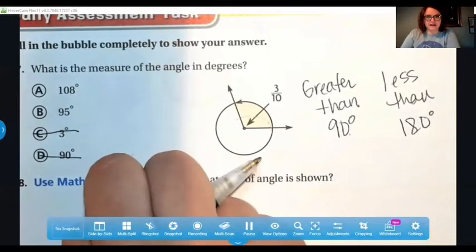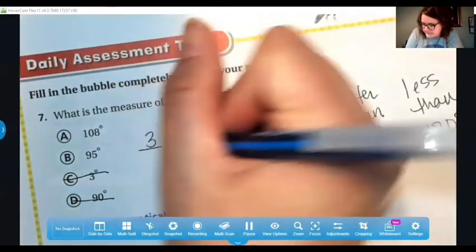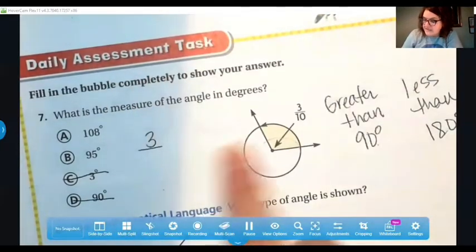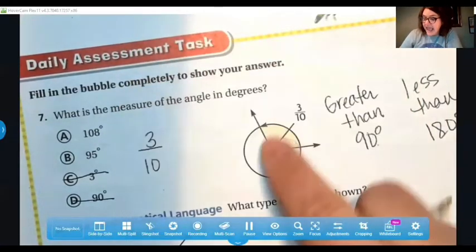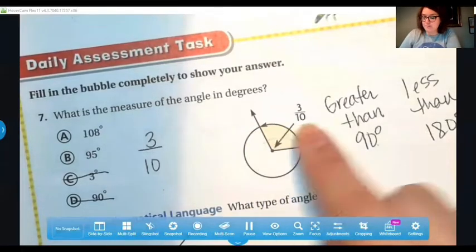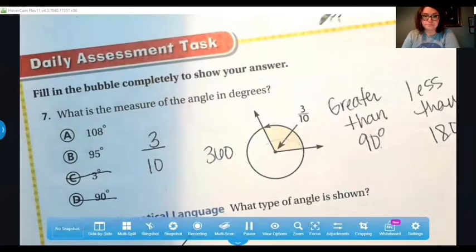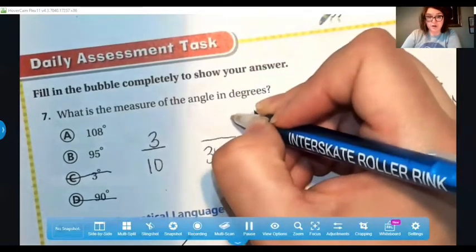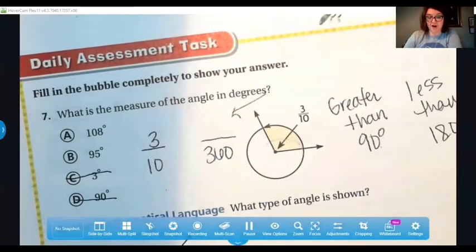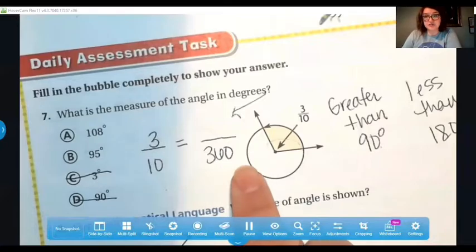Now that we've narrowed it down, let's take a look at what would happen, knowing that this is 3/10. We're going to do 3/10, and a whole circle would be 360. If a whole circle is 360, we are looking for the numerator of this fraction. And the way that we can do that is say 10 times what equals 360.